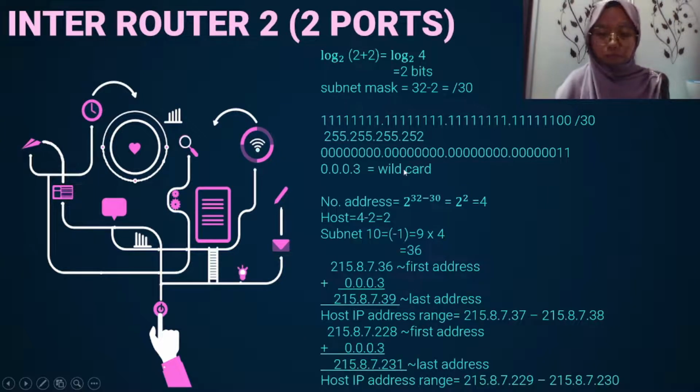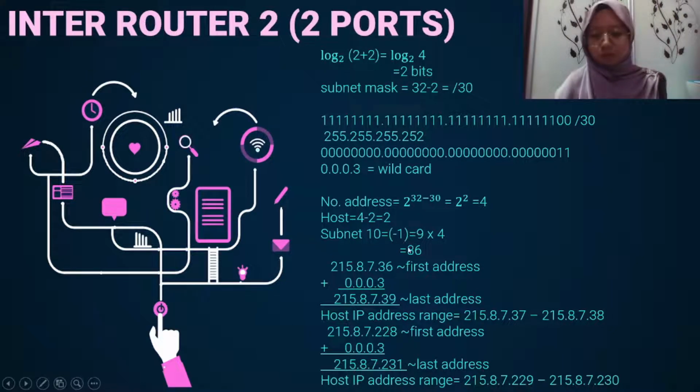And then let's proceed for the number of address. Number of address, which is 2 to the power of (32 minus 30), since our subnet mask is 30, equals 2 to the power of 2, equals 4. And then our host, we get from the number of address, which is 4, minus 2, equals 2.